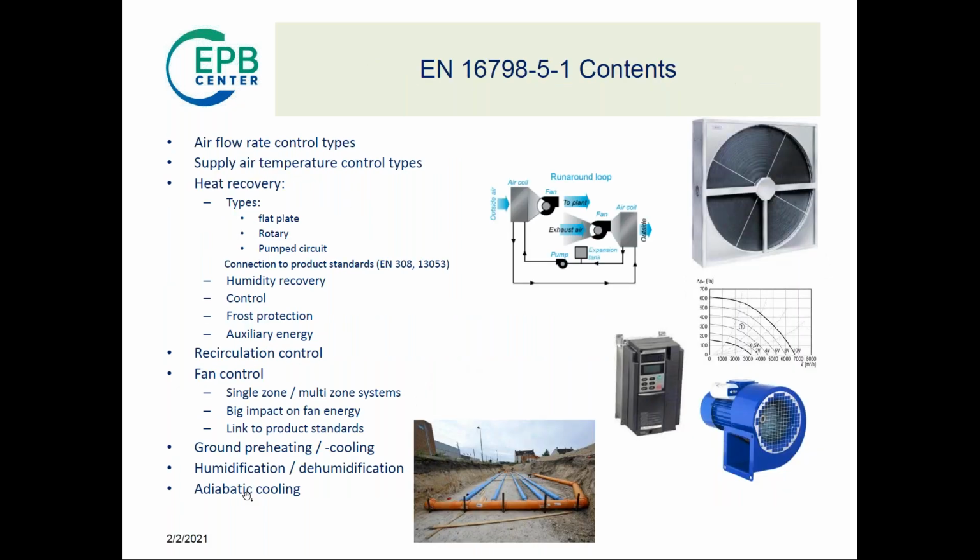Then the EN 16798-51 is quite a comprehensive standard covering a whole air handling unit and distribution system. I mean the duct system, featuring all those aspects that are listed here: control types, heat recovery, recirculation, fan control. There is also an option for ground preheating or cooling. There is humidification, dehumidification, and an option for adiabatic cooling. Maybe it's not even all that is listed here. It's quite comprehensive.